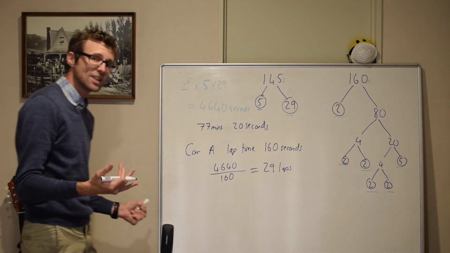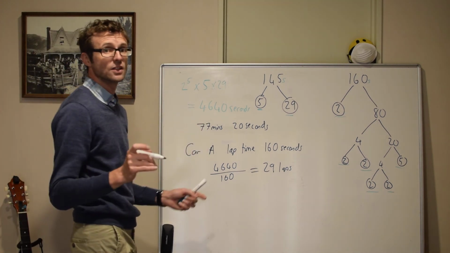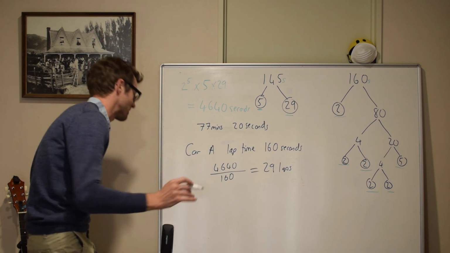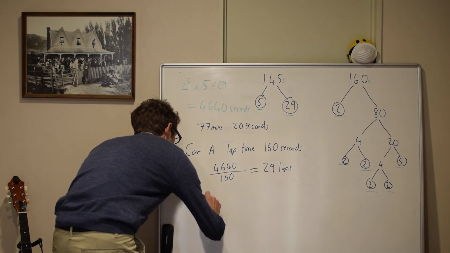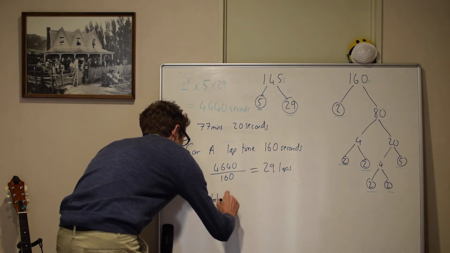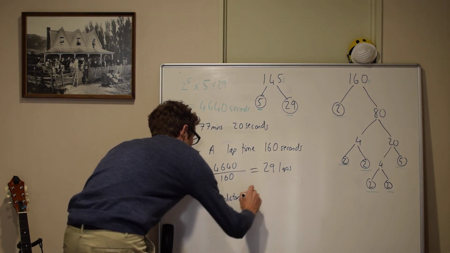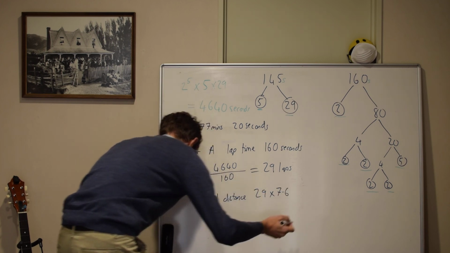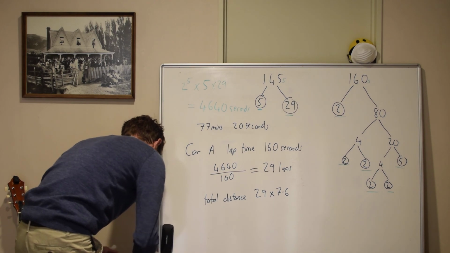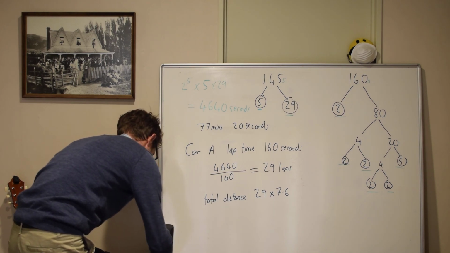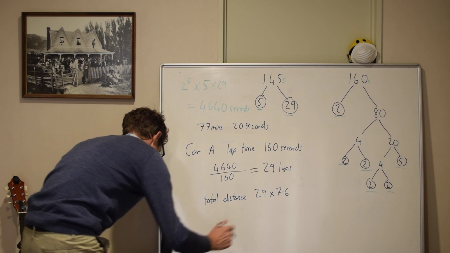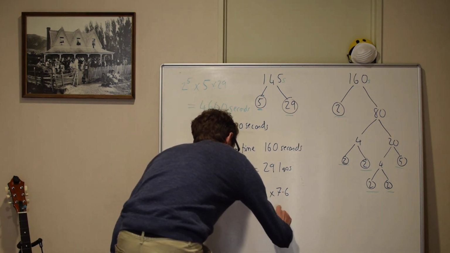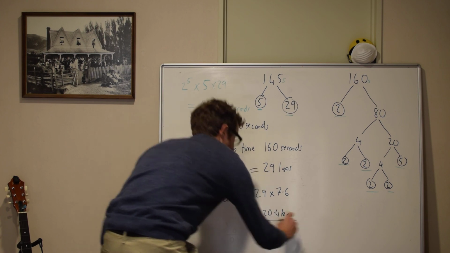What is the distance that it has travelled? Well, each lap is, according to the question right at the top, 7.6 kilometres. So total distance will be 29 multiplied by 7.6, and I get 220.4 kilometres as my final answer there.